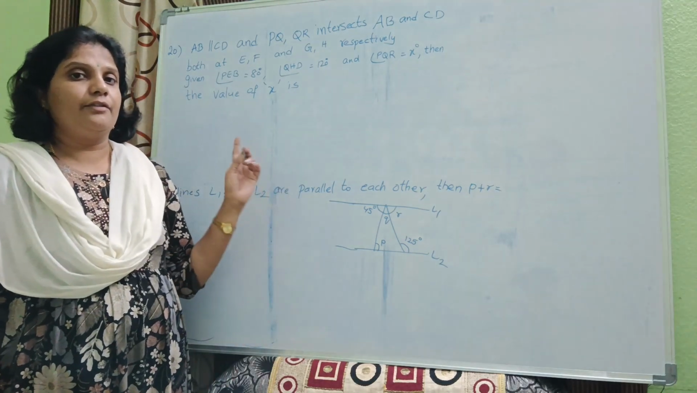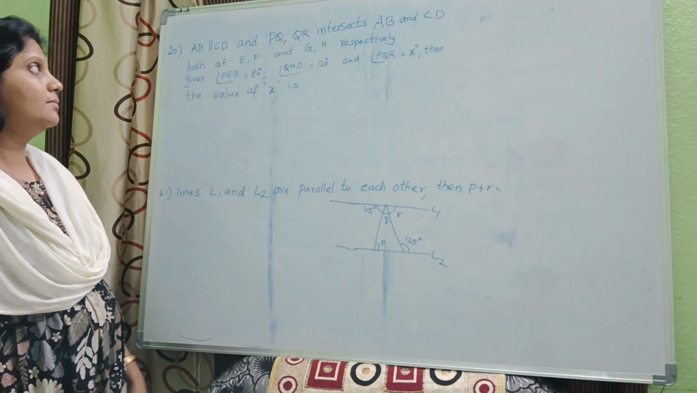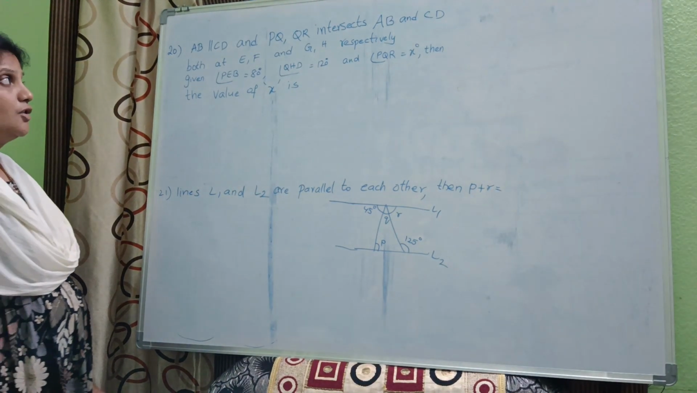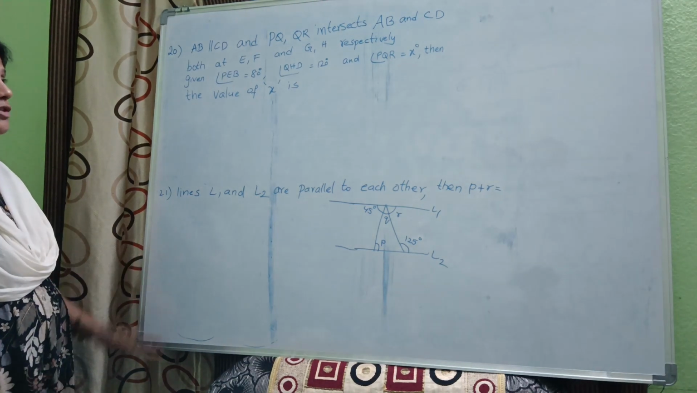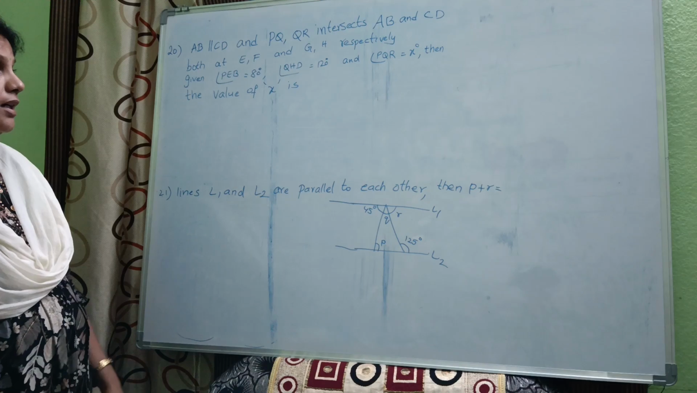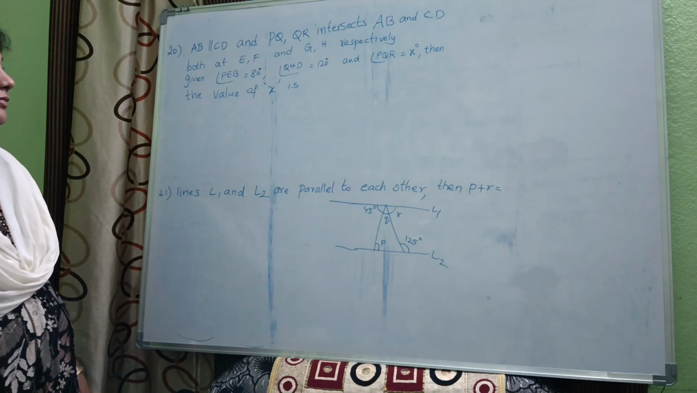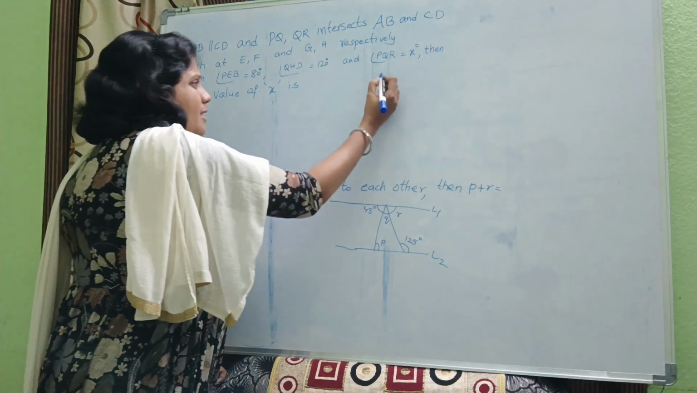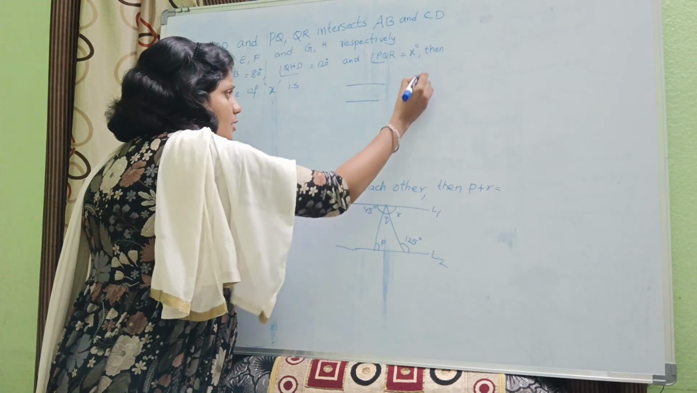And today we will learn next two problems. AB is parallel to CD. Here the figure is not given, so we need to draw the figure. First, AB is parallel to CD. How can we take AB parallel to CD? We can draw it like this or like this.